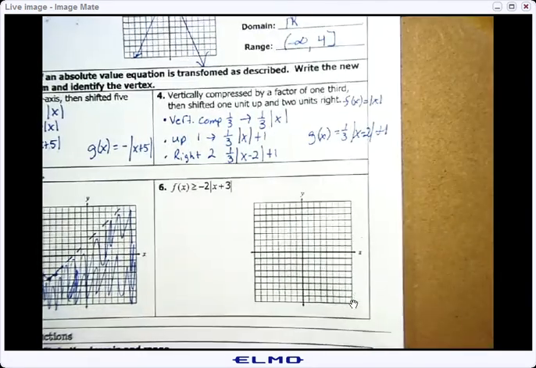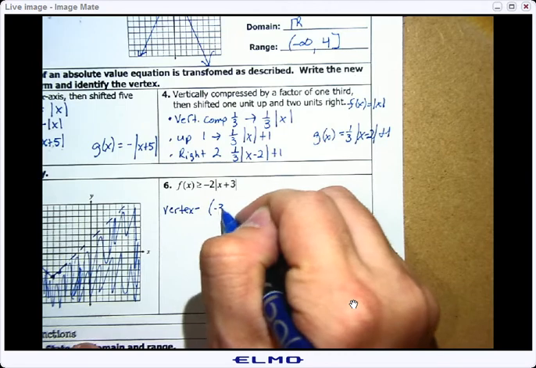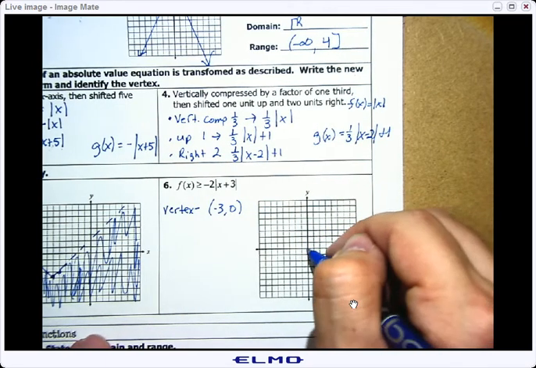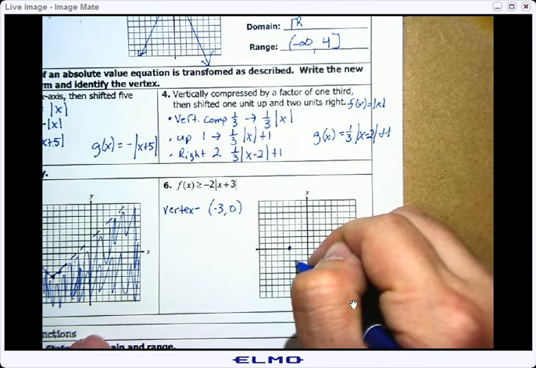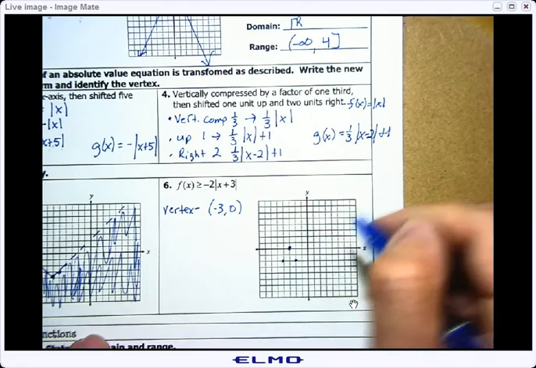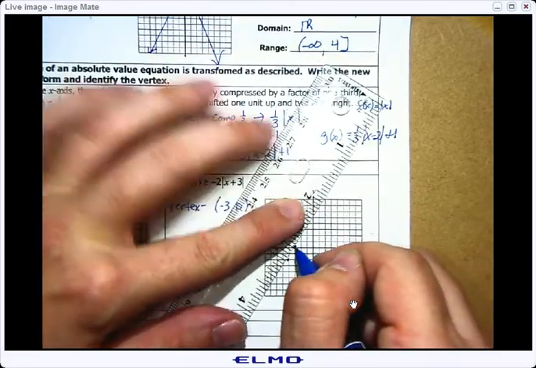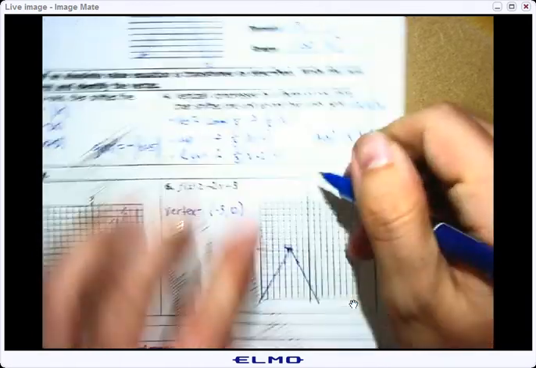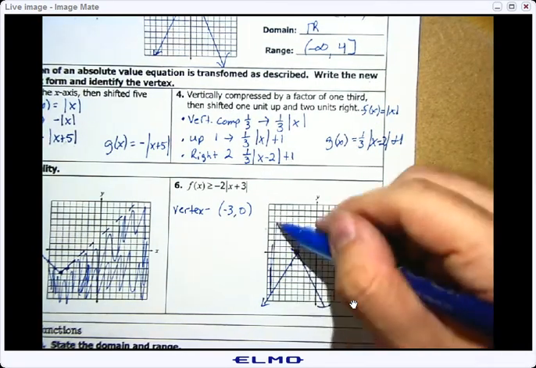Number 6, your vertex is at -3, 0. Slope is -2. So down 2 over 1, down 2 over 1. This will have a solid line because of the greater than or equal to. And since it is greater than, I would be shading above.